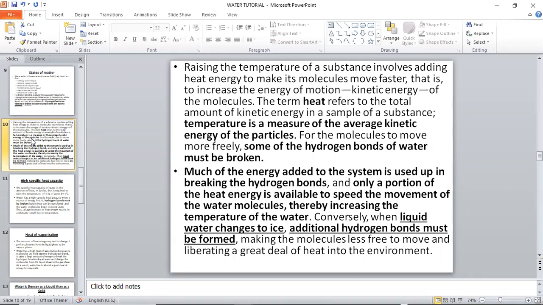Conversely, when liquid water changes to ice, there is addition of hydrogen bonds that are formed, making the molecules less free to move and liberating a great deal of heat into the environment. So basically we are saying when we add heat, when we are trying to raise the temperature, there is breaking of hydrogen bonds. When we are lowering the temperature, when we are changing water from liquid to ice, there is additional formation of hydrogen bonds.